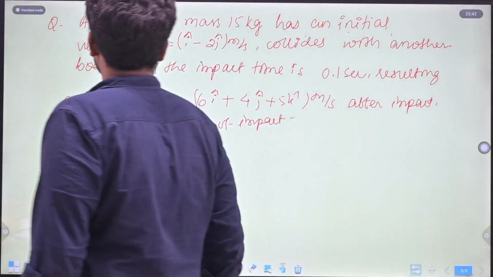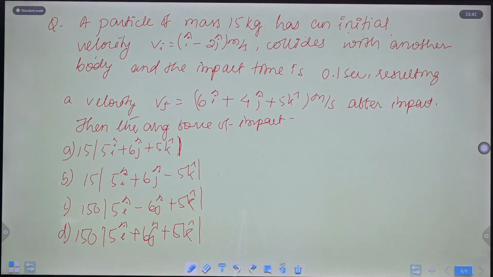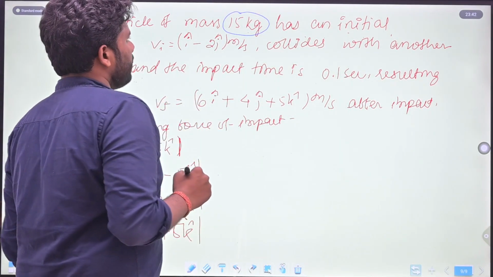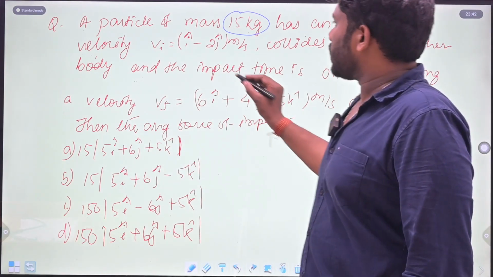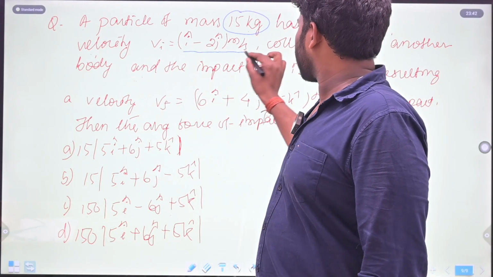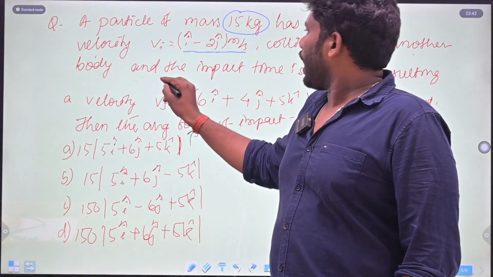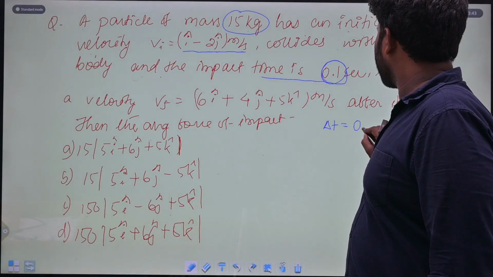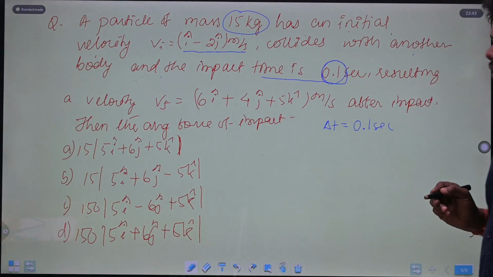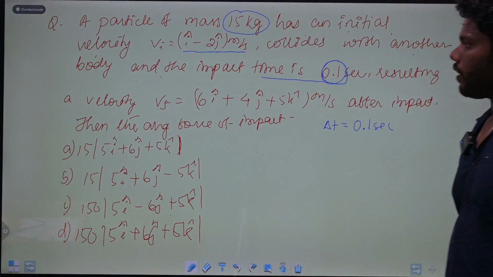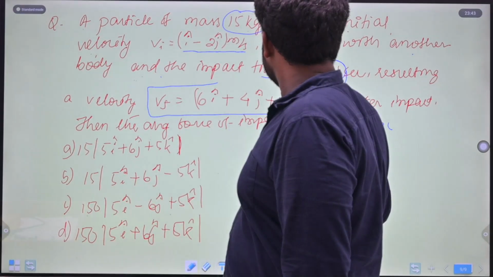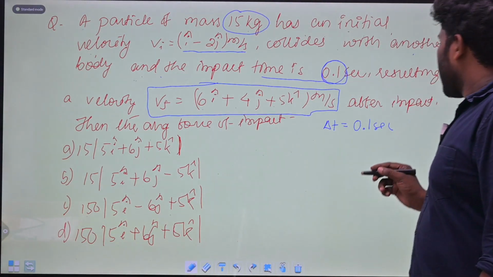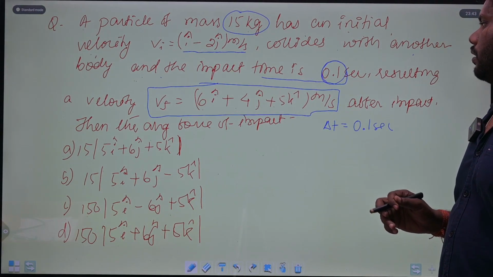Next one is a particle of mass 15 kg. Now see the difference in this particular question. A particle of mass 15 kg has an initial velocity of i cap minus 2j cap meter per second, collides with another body, and the impact time is 0.1 second. The time delta t is equal to 0.1 second. The resulting velocity, that means the final velocity, is 6i cap plus 4j cap plus 5k cap after impact. Then the average force of the impact is how much?